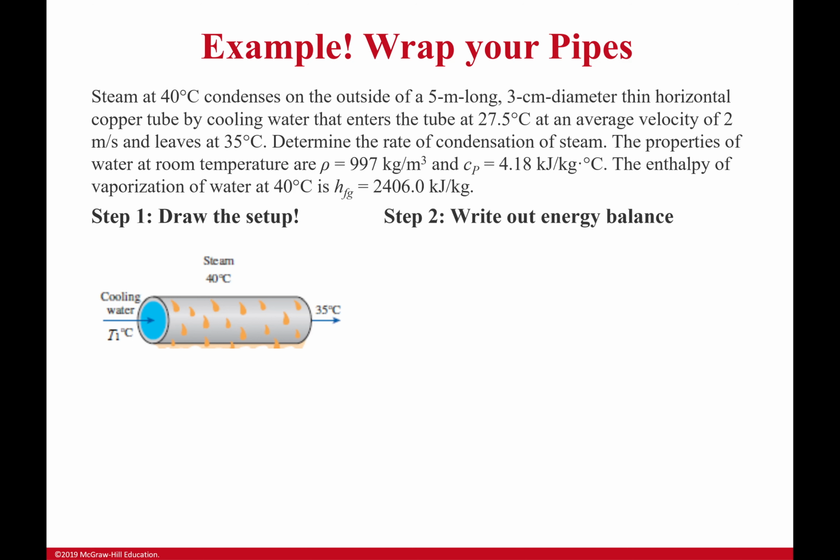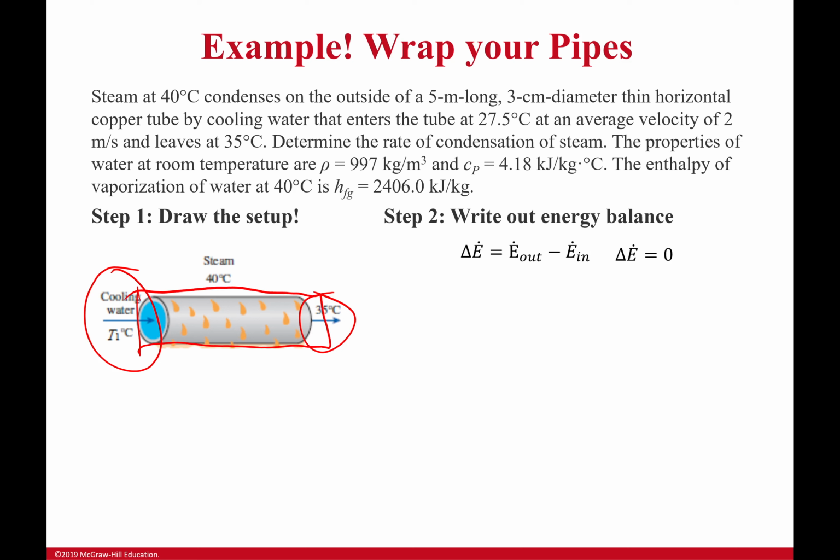Now I'm going to write out our energy balance. So my change in energy with respect to time is equal to my energy out of the system with respect to time minus my energy into the system with respect to time. Now, this is a steady system. As such, the change in energy is going to be 0. Because yes, this water is heating up from here to here, but that's happening inside my control volume. Everything is constant within that control volume.